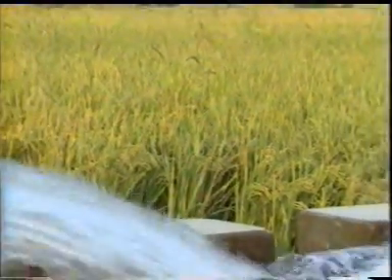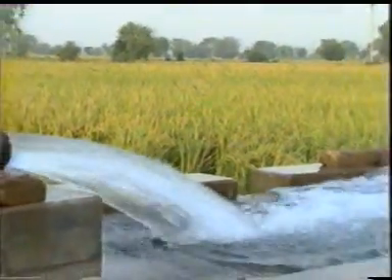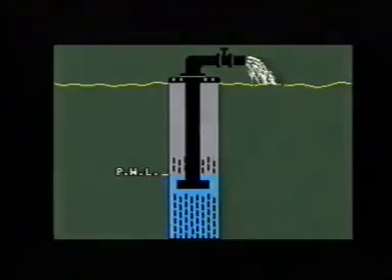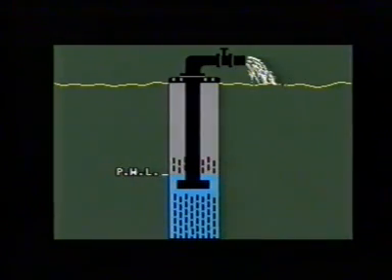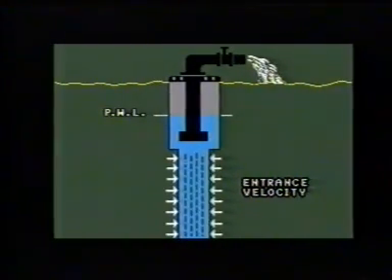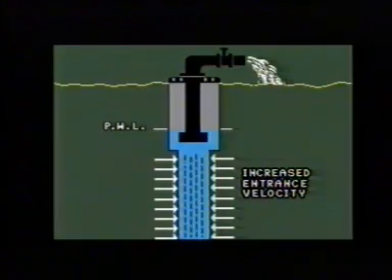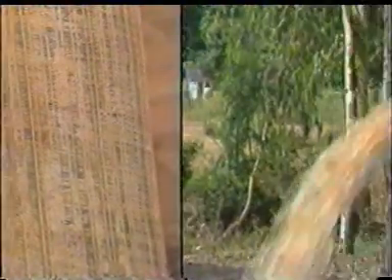Faulty operation of tube well includes overpumping above the level of operational discharge. This may result into lowering of pumping water level below the level of well screen, increase in entrance velocity, incrustation and sand pumpage.